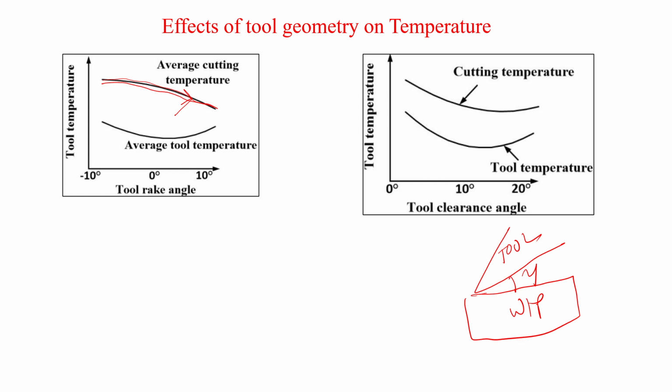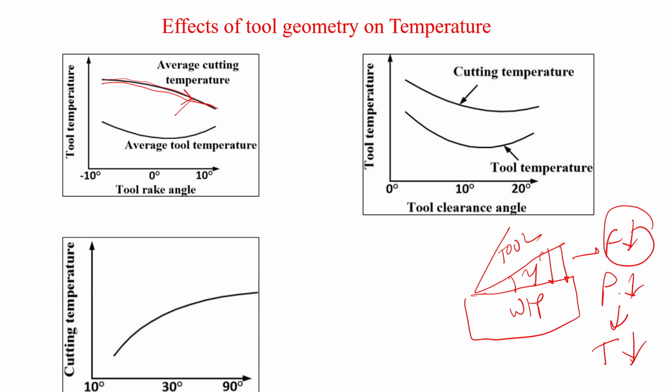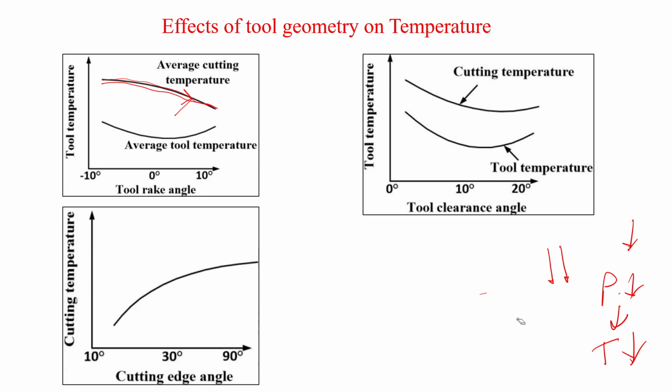So if this gamma increases, then the gap between the tool and workpiece increases. Because of that, the friction reduces. If friction reduces, then the power consumed by the friction also reduces. Because of that, temperature reduces. So when we increase the clearance angle, the tool temperature reduces up to a particular extent. Then after that, other phenomena take place and it increases again. Okay. Next is the cutting edge angle.